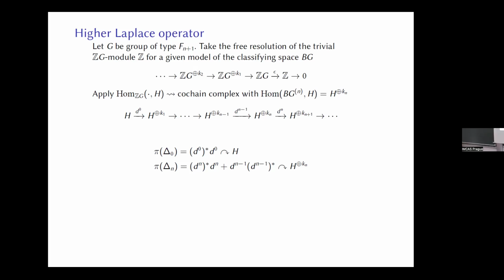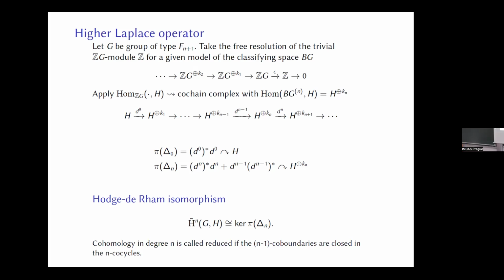And now there is a Kazhdan isomorphism which gives us an isomorphism between the nth degree reduced cohomology of G with coefficients in a given Hilbert space H, and the kernel of this higher Laplace operator.